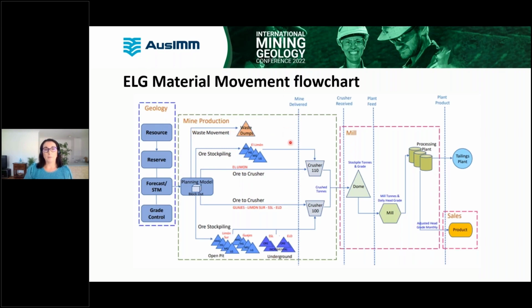So we've got mine delivered being any ore material that's being delivered to crushers. Crusher received being that weightometer of both of those crushers. And then of course plant feed, anything after that dome or that coarse ore stockpile is considered plant feed. And then of course plant product we have down here. So we used these standard metrics to help us define the R1, R2 and R3 by incorporating this grade control and the crusher received numbers into the R factor series.